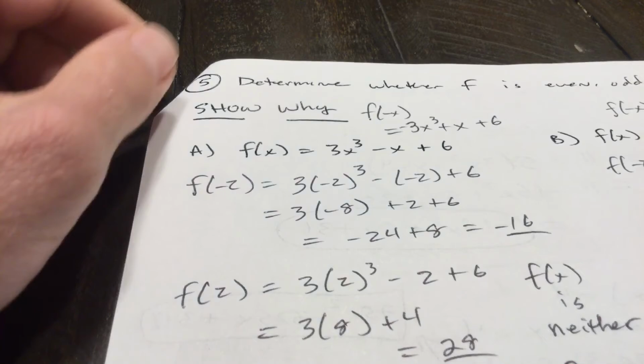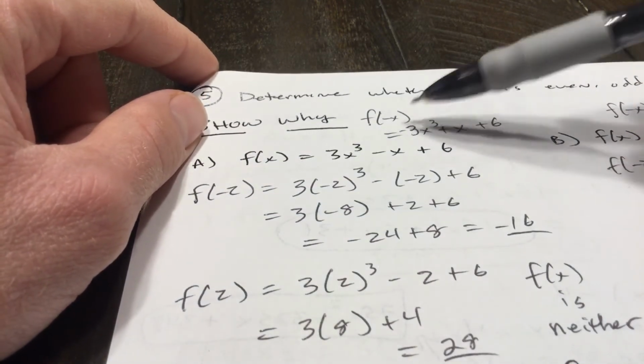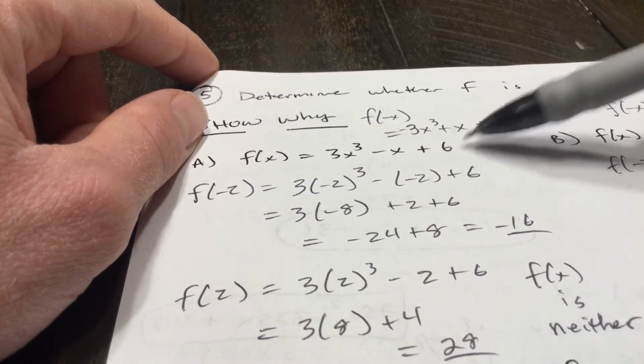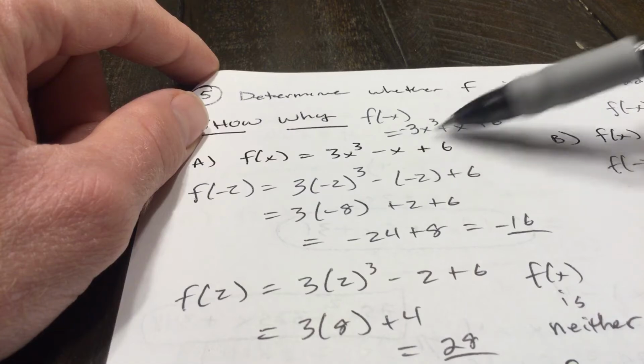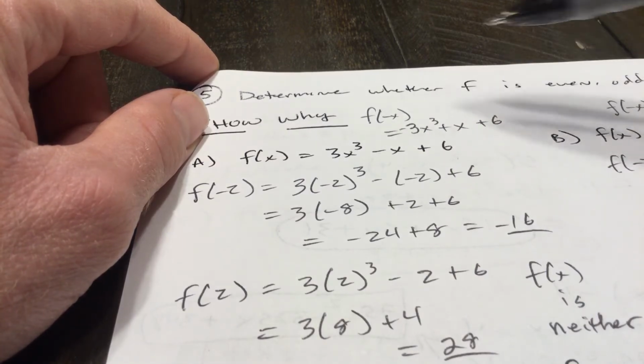So first off, the textbook definition here: if I plug -x in for x, this is going to become a -3x squared. This is going to become a positive x, and that's going to stay +6. They're not opposites because this isn't a -6, and they're not the same, so that's why it's neither.